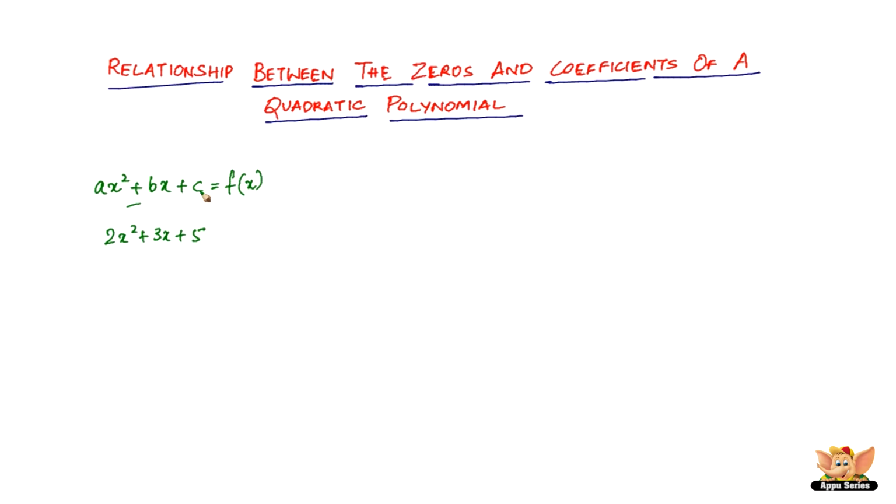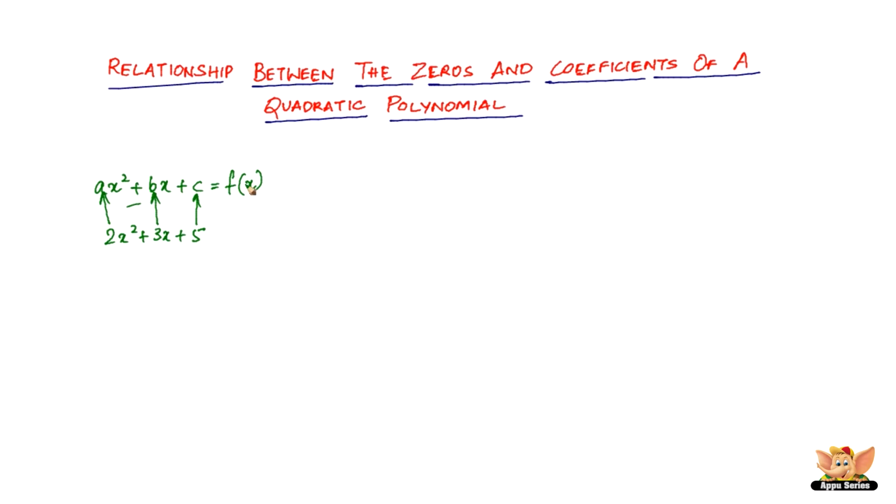Now, in the same way, what is a coefficient of a quadratic polynomial? The coefficient is nothing but the constants associated with the variables. This is a, this is b, and this is c. So a, b, c are the coefficients of a quadratic polynomial. So what we'll do in this video is look into the relationship between the zeros and the coefficients of a quadratic polynomial.